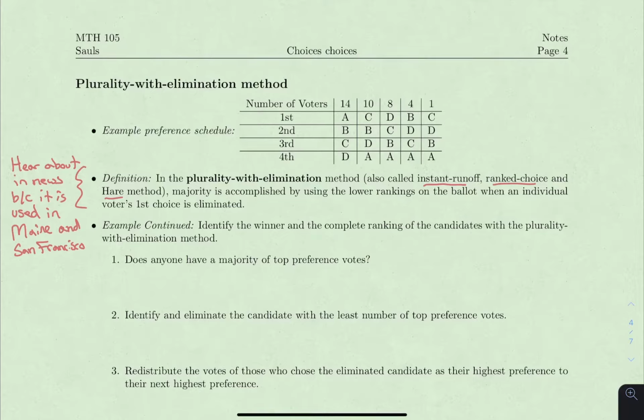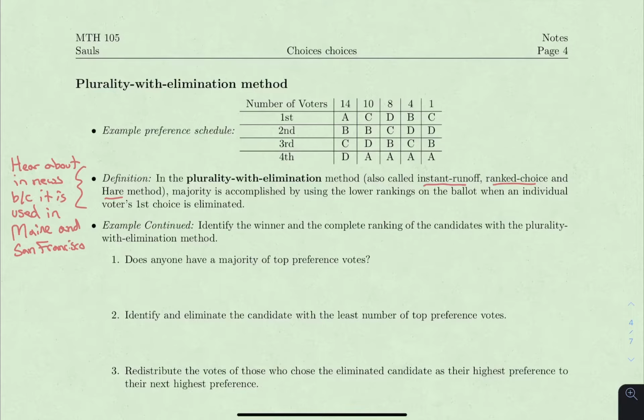So here's what happens in this method. We are seeking majority favor. If you recall from the plurality video, A won, but they didn't receive a majority of the votes. We're going to try to achieve a majority by using the ranking system that the voters participated in when they filled out their ballot. So let's answer these questions here, and that also will explain the method.